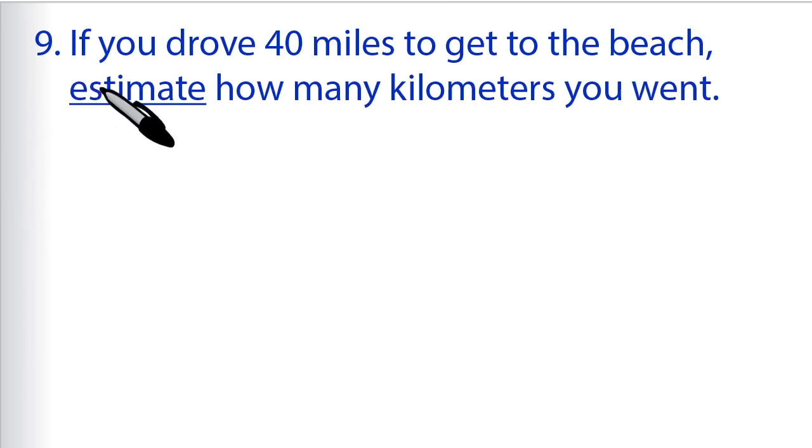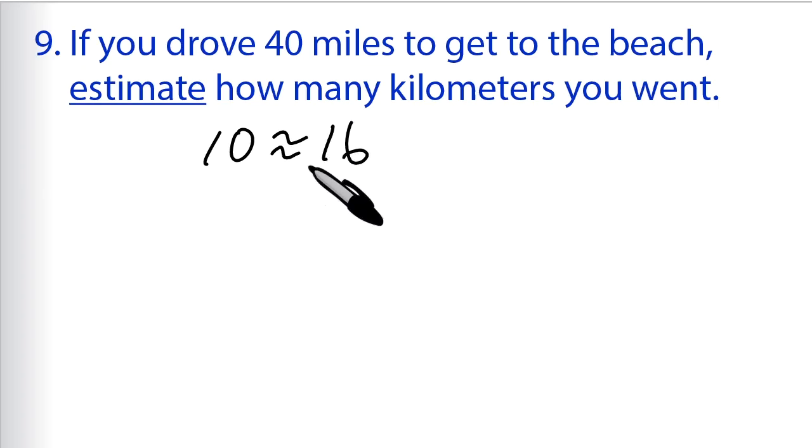For problem 9, we have, if you drove 40 miles to get to the beach, estimate how many kilometers you went. Now remember, our estimate is that 10 miles is about, so I'll do an equal sign that's kind of wavy so we know that it's not exactly equal. It's about 16 kilometers. I'll write MI, so you don't think that's meters. 10 miles is about 16 kilometers.